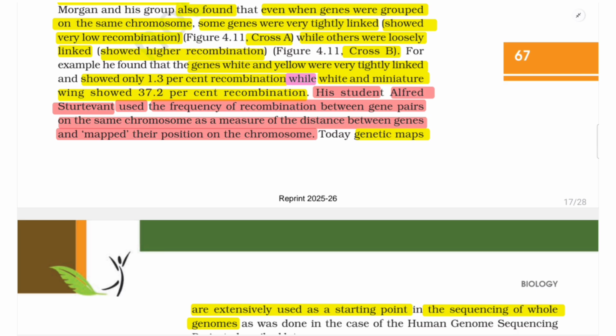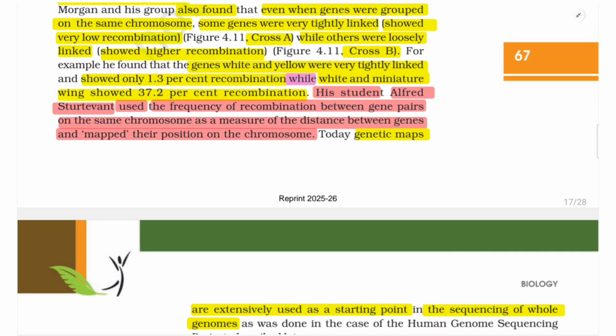Morgan and his group also found that even when genes were grouped on the same chromosome, some genes were very tightly linked and showed very low recombination, figure 4.11 cross A, while others were loosely linked, that is, showed higher recombination, figure 4.11 cross B. For example, he found that the genes white and yellow were very tightly linked and showed only 1.3% recombination, while white and miniature wing showed 37.2% recombination.